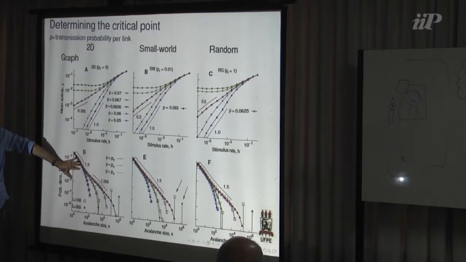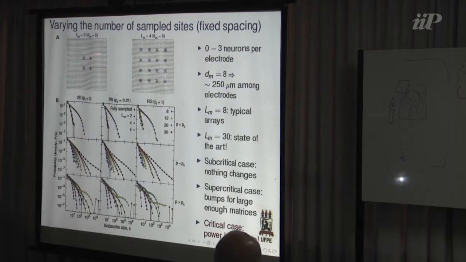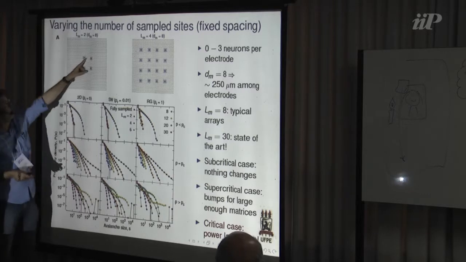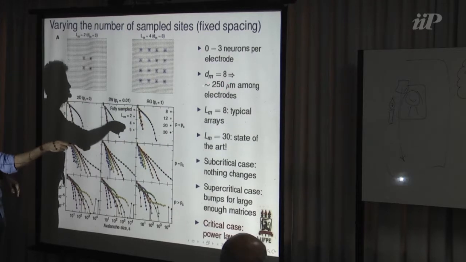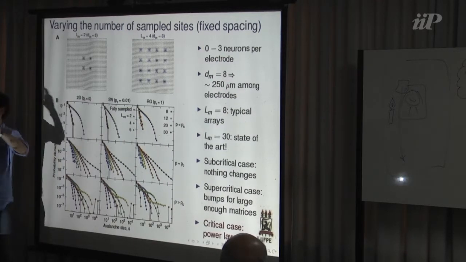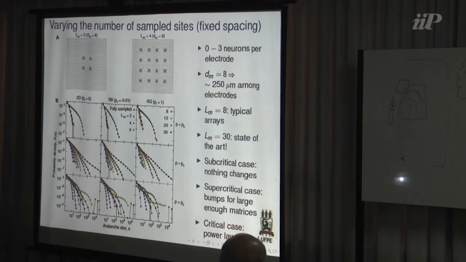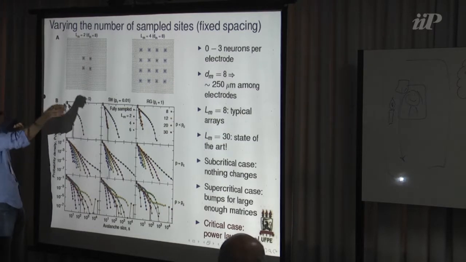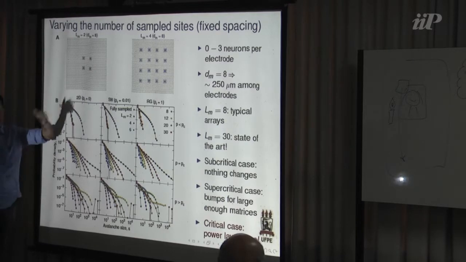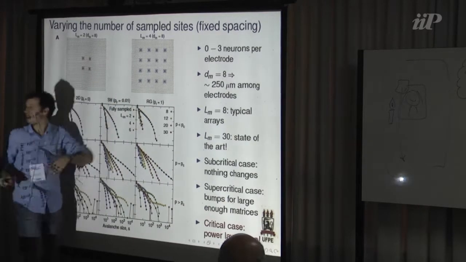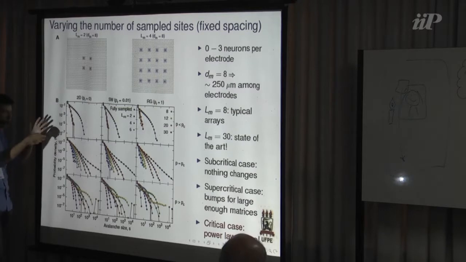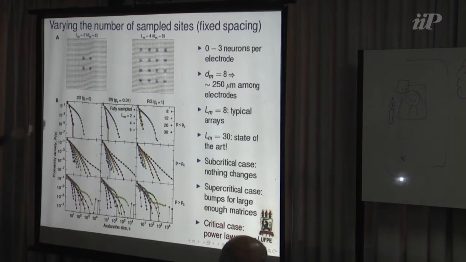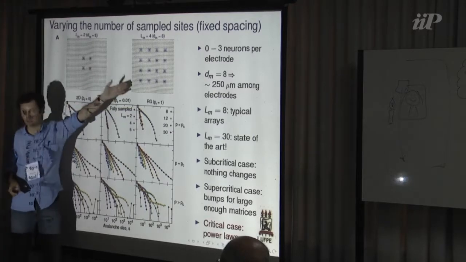Because you don't have access to all your millions of neurons. Let's put electrodes. So right here, I'm fixing the spacing between the electrodes. This would correspond to about 250 micron separation among the electrodes, which is about 8 cell bodies, more or less, which is what we had in those measurements. And you can change Lm, the size of the matrix. So Lm equals 2, Lm equals 4. And then you sample from those. What I'm going to show you here is a sequence where you see 2D graphs, small world, random graphs.